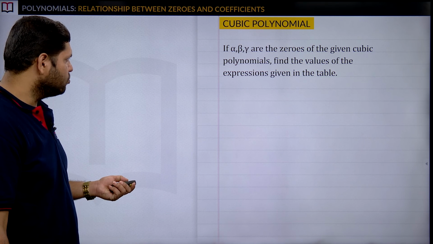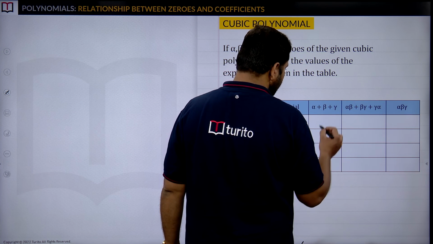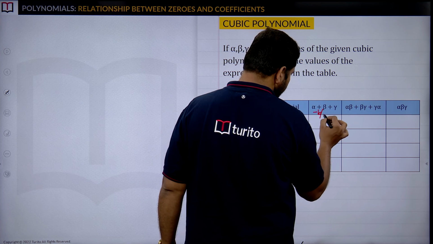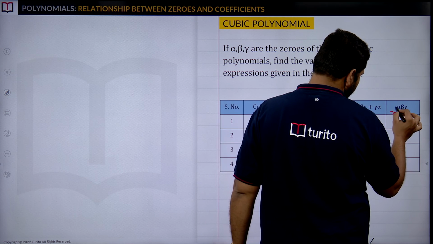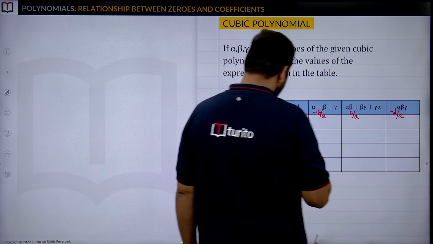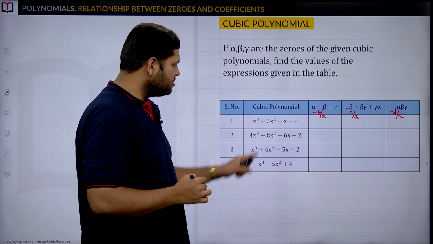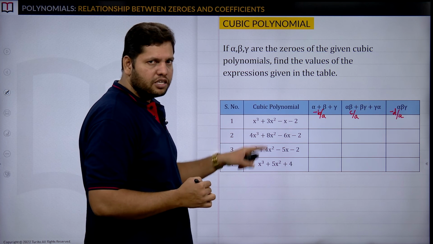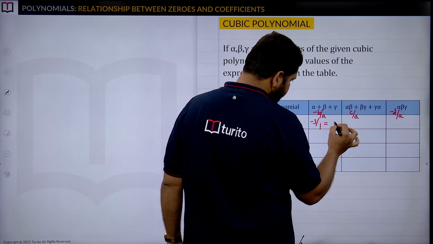Now, children, look at this question here. Next, I want to write the what? Alpha plus beta plus gamma value. What is the formula here? It is minus b by a. And this is what? It is c by a. And this is what? It is minus d by a. Now, children, from this question, you tell me what is b? Minus b nothing but it is 3. But minus nothing but it is minus 3. So, we can write the answer is minus 3 by 1.